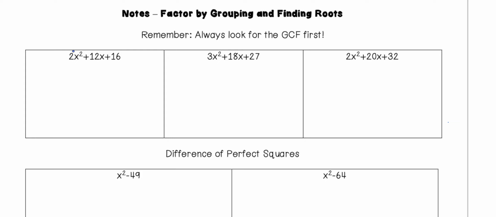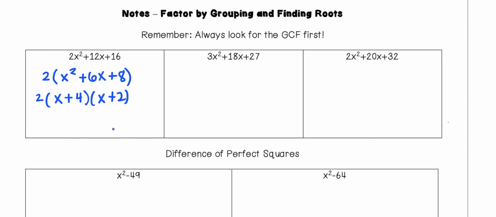So we have 2x squared plus 12x plus 16. The greatest common factor across all of those is positive 2. If we were to factor that out, then we could go ahead and get x squared plus 6x plus 8. And so if we were to continue factoring this, we would get 2 times x plus 4 times x plus 2. And these would be our three factors then.